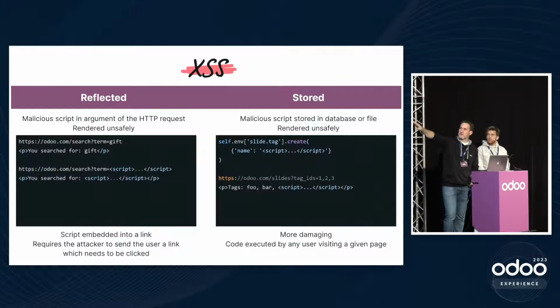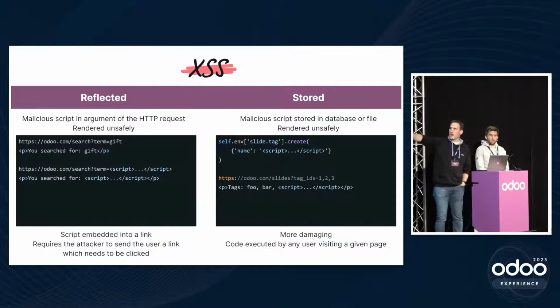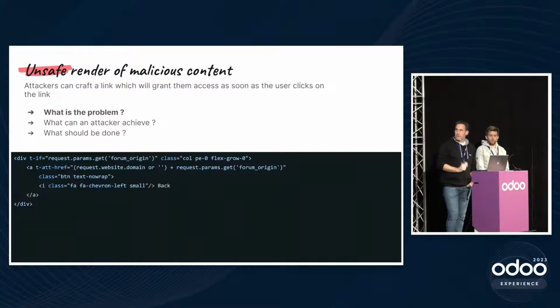Like here we have the slide tag, and let's say we create a tag that has the label bracket script. If the framework doesn't protect against it, if the developer didn't take care of protecting against that, when the page is rendered and shows the tags that are assigned to objects, it's going to put the label. And again, if that's not protected, we could trigger a script execution in the browser of the victim.